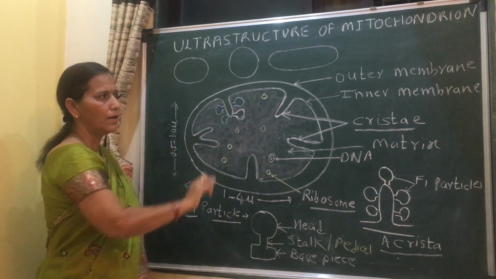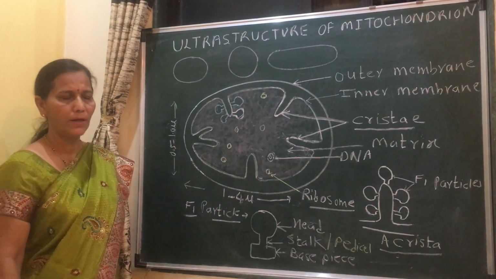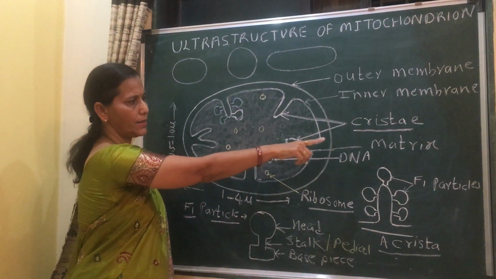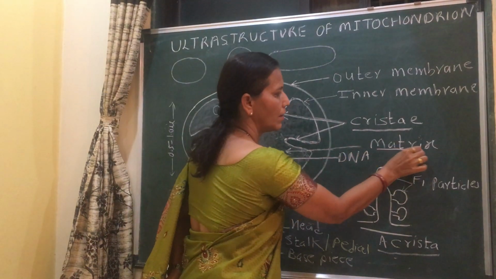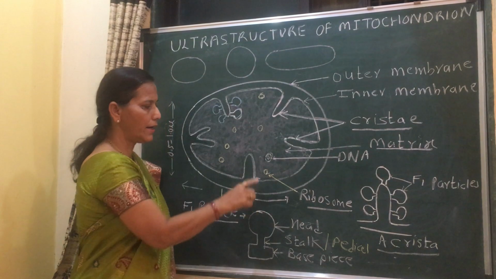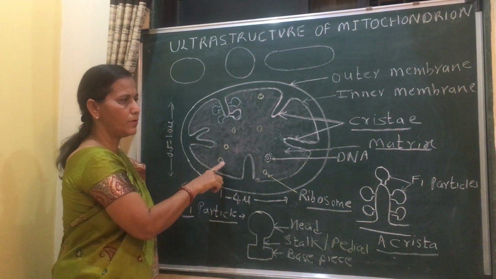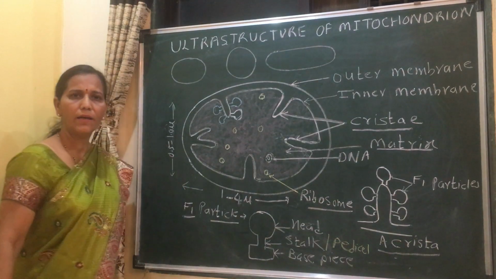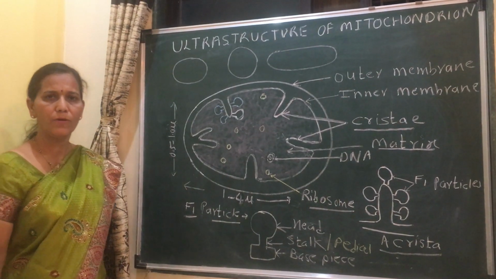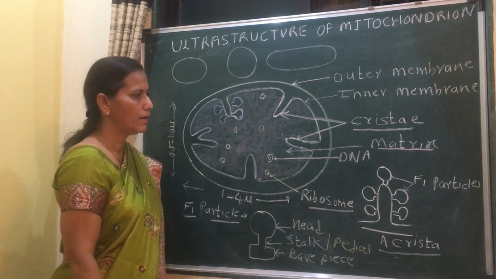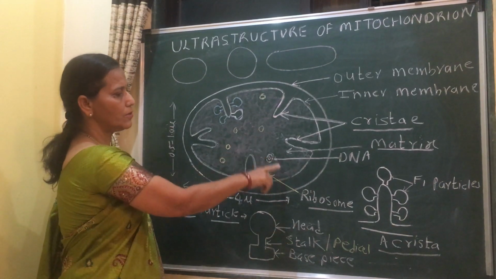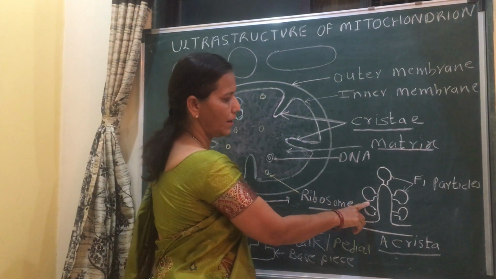The interior of the inner membrane is filled by the matrix. The matrix contains circular DNA, ribosomes, and enzymes required for the Krebs cycle. Then we will see the structure of the F1 particle.